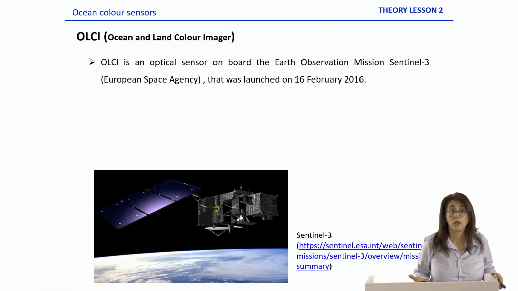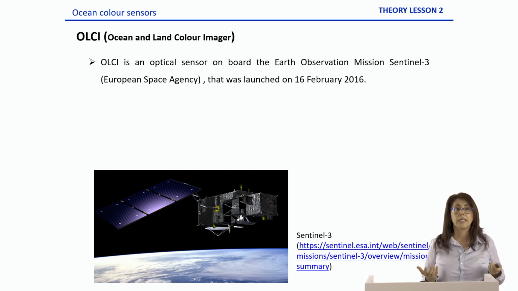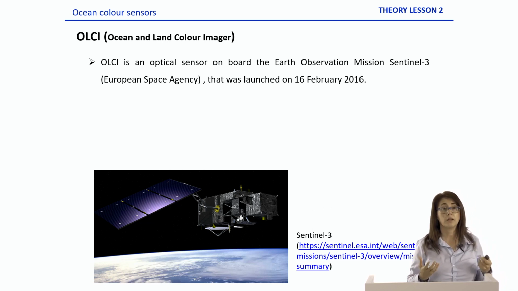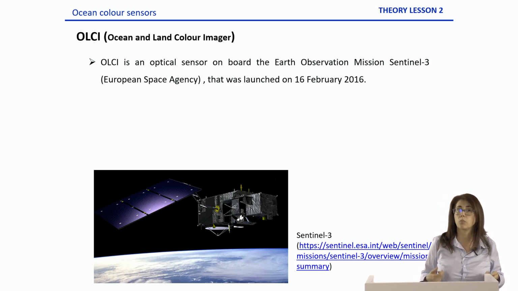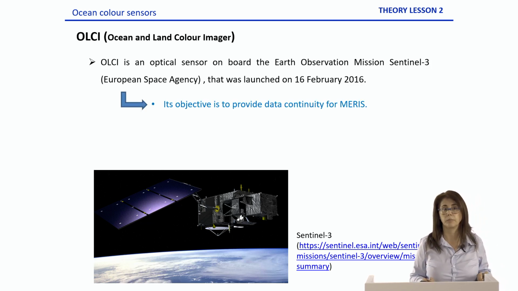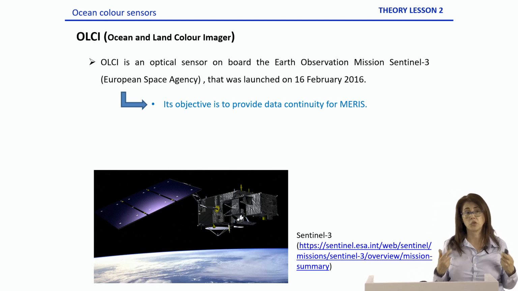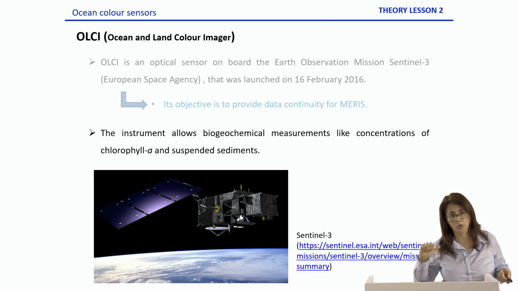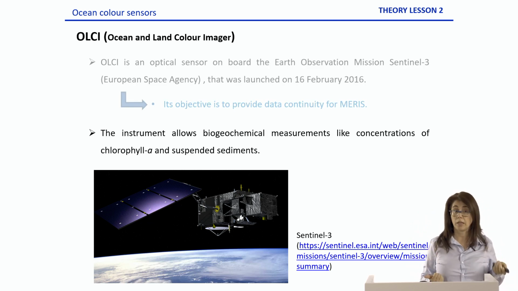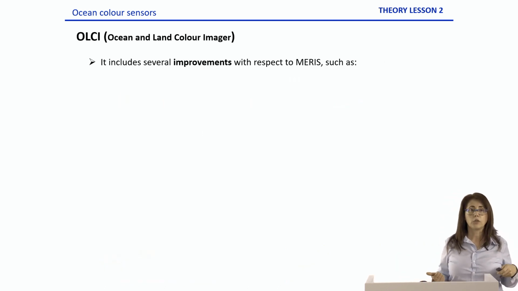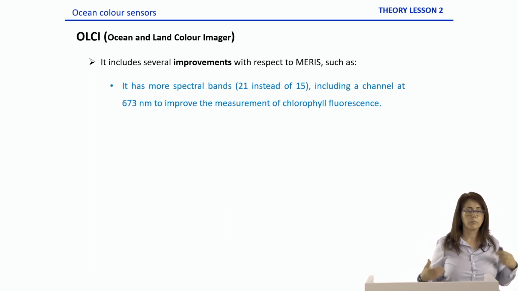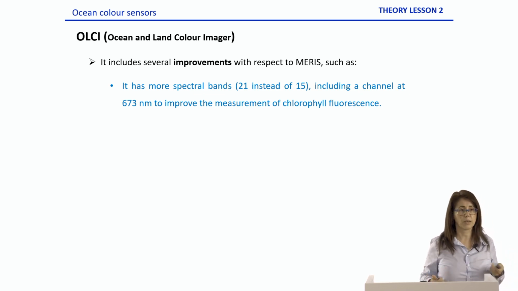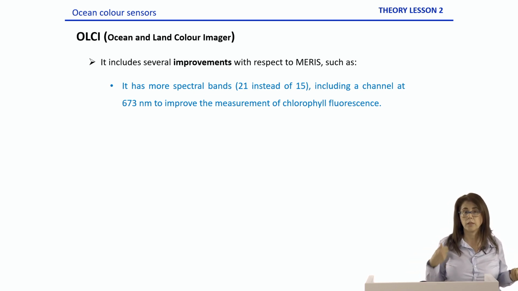Let's move to OLCI. OLCI, Ocean and Land Color Imager, is a sensor on board the Sentinel-3 satellite from the European Space Agency that was launched in February 2016. The objective of this sensor is to provide data continuity for MERIS, but for free. That's a good thing. This instrument allows biochemical measurements like concentrations of chlorophyll A or suspended sediments. It also includes several improvements with respect to MERIS. Of course, it's a newer sensor, and some problems with MERIS have been improved. For example, instead of 15 spectral bands, it has 21.